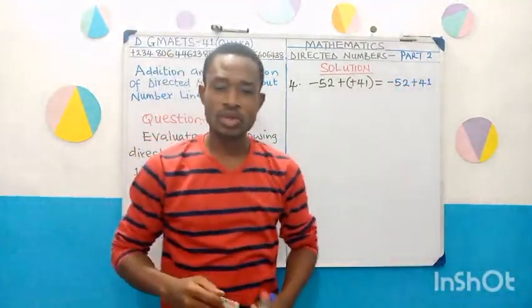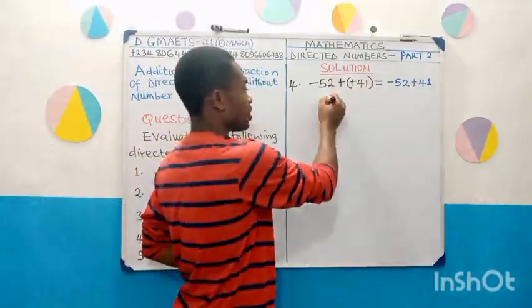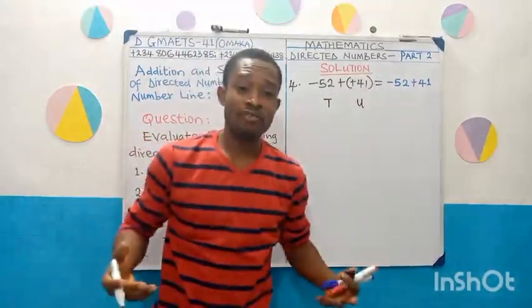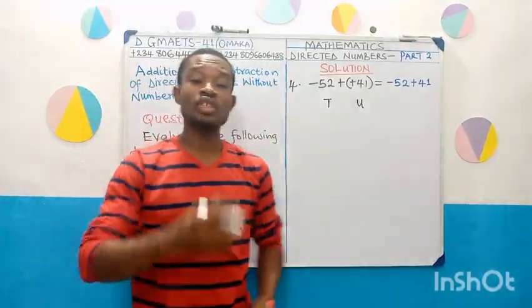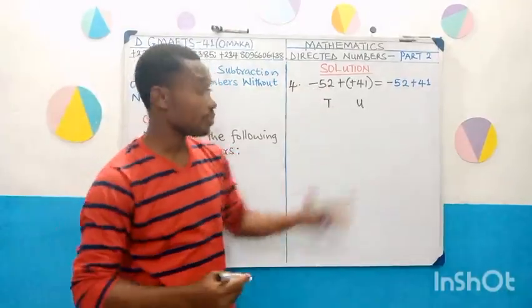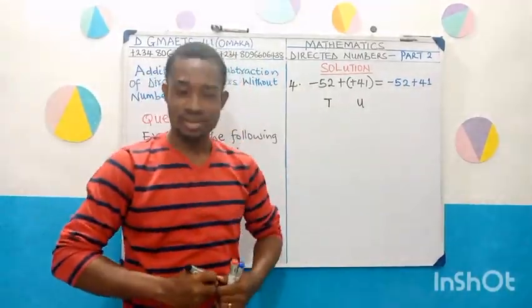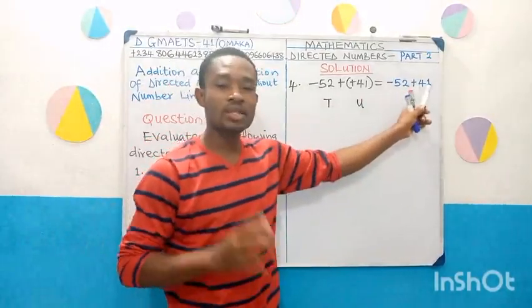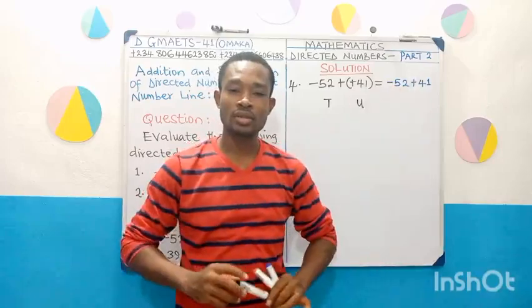How do we solve this question? Now, this is a 2-digit number still, so I'm going to have tens and units. Remember place values. If you have up to 3 digits, then you would create hundreds, tens and units. You can have more place values anyway. But let's focus on what we are to solve here. Okay, minus 52 plus 41.